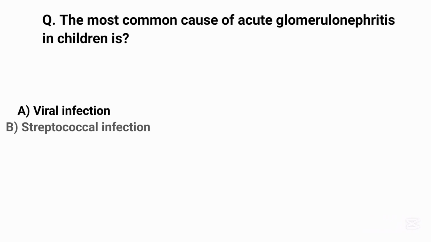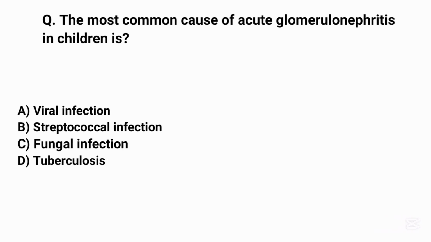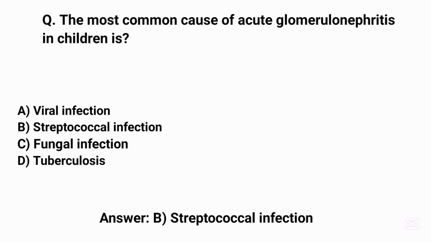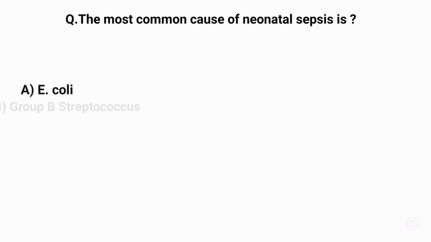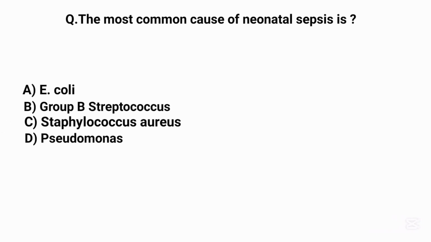The most common cause of acute glomerulonephritis in children is. Correct answer is option B, streptococcal infection. The most common cause of neonatal sepsis is. Correct answer is option B, group B streptococcus.